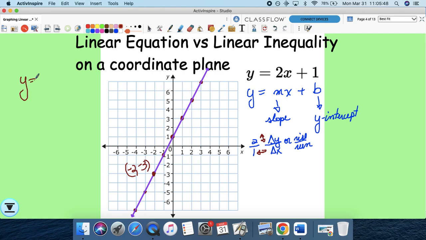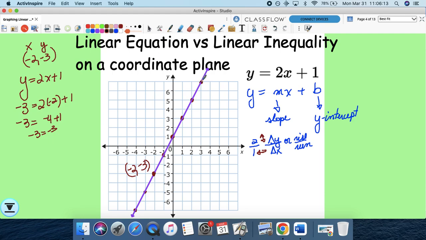So we got y equals 2x plus 1, and we're going to try the point (-2, -3), to see if that's a solution to the equation. Remember, this is your x and y coordinate, so we're going to replace. We get -3 equals 2 times -2 plus 1. -3 equals -4 plus 1, and -3 equals -3. So notice that that point is a solution. And again, you can pick any other, and I'll do one more.